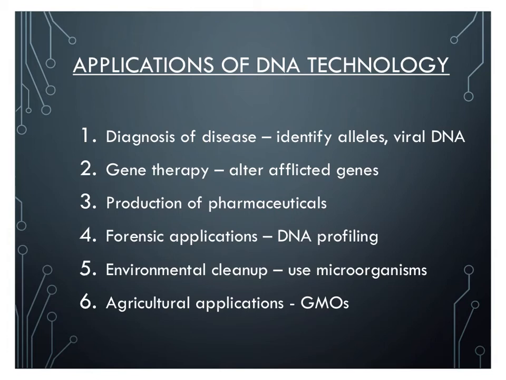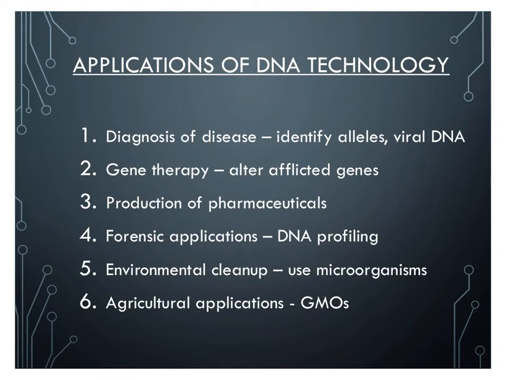So some applications of DNA technology: we can use it to diagnose diseases. If we really know where the location of some of these diseases are, it's easier for us to identify alleles and figure out where they are. Gene therapy, meaning we can possibly alter afflicted genes. So if we see that someone has the gene for breast cancer, we can potentially take out that gene and put in a new gene. And that has a lot of moral implications of whether we should be doing things like that.